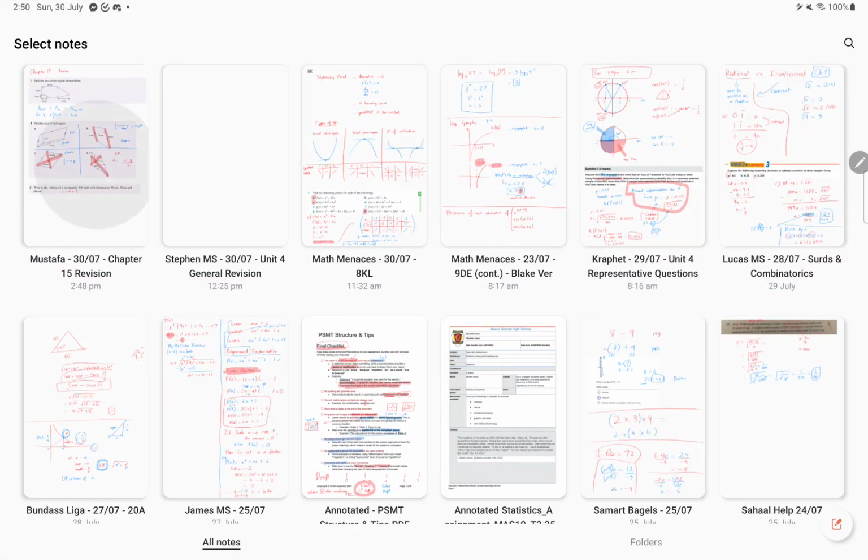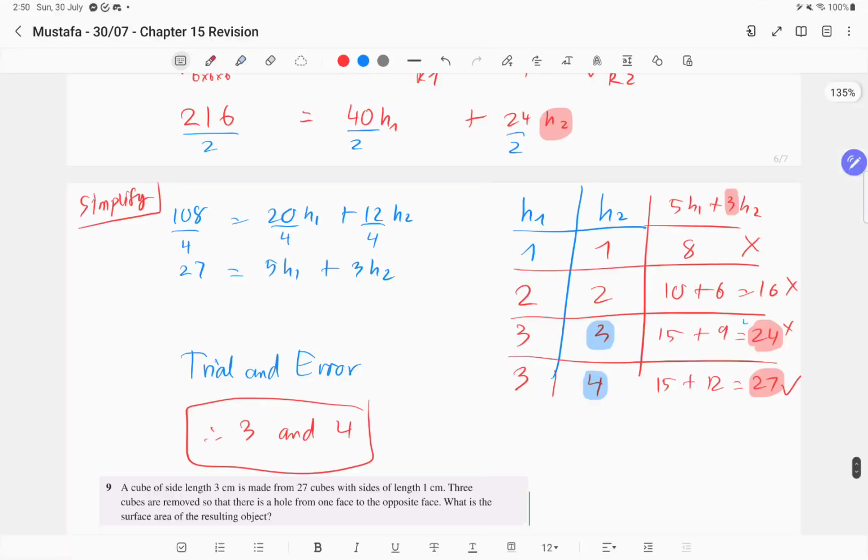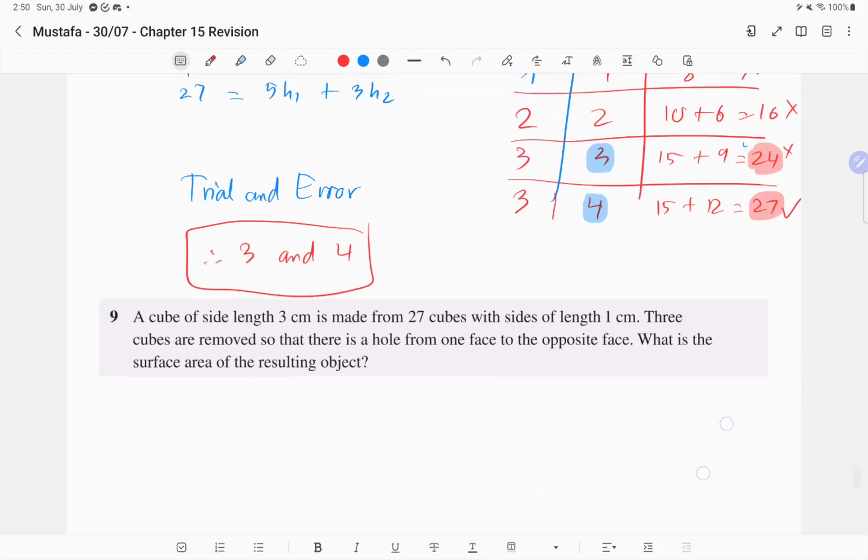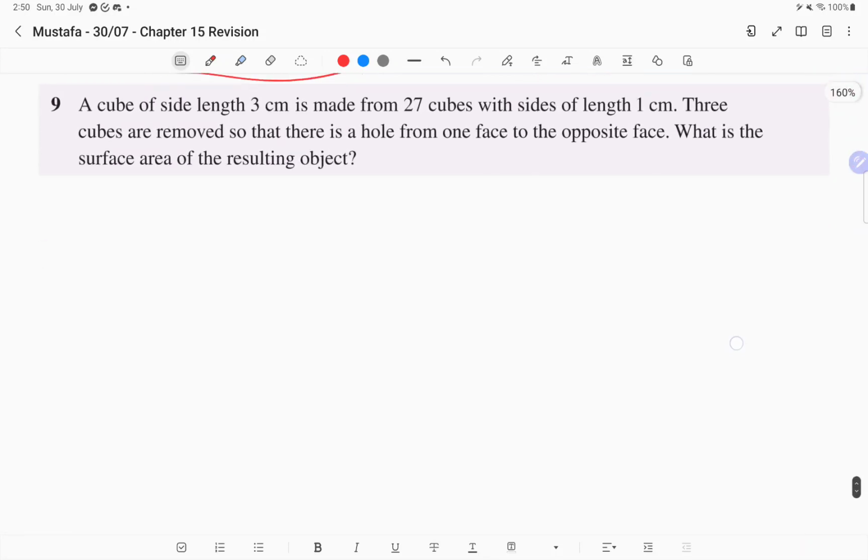All right, this one. A cube of side length 3 is made from 27 cubes of side length 1. 3 cubes are removed, so there's a hole from one face to the opposite face. What is the surface area of the resulting object?